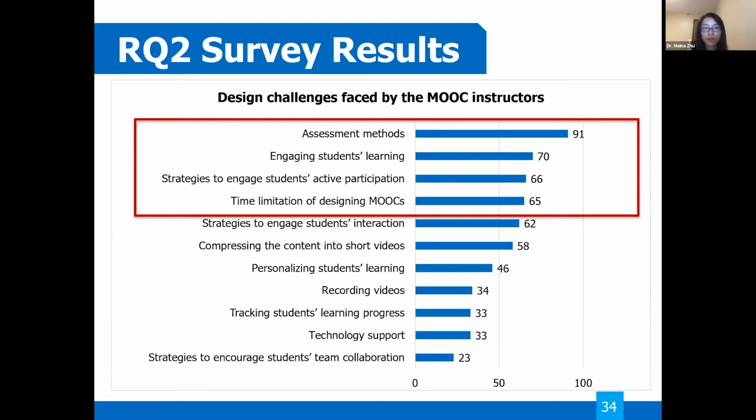As you can see in this figure, assessment, engaging learners, and also time limitation. However, technology support or how to force students' team collaboration, they don't think these are challenges for them. And you can see some of the other things, tracking student progress, recording videos, not as much of a concern.